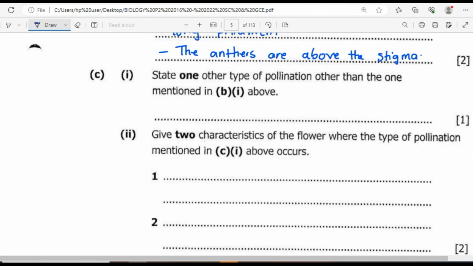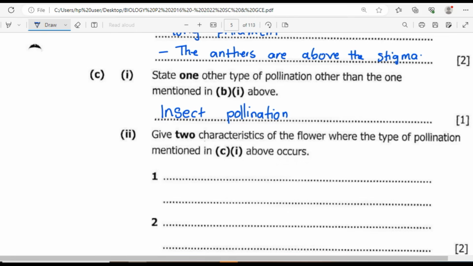Then C1, state the other type of pollination other than the one mentioned in B1 above. This is just insect pollination. Here is just the process where pollen grains are transferred from one flower to another, or from the anthers to the stigma. The insects are involved, so the insects are acting as the agents of pollination.